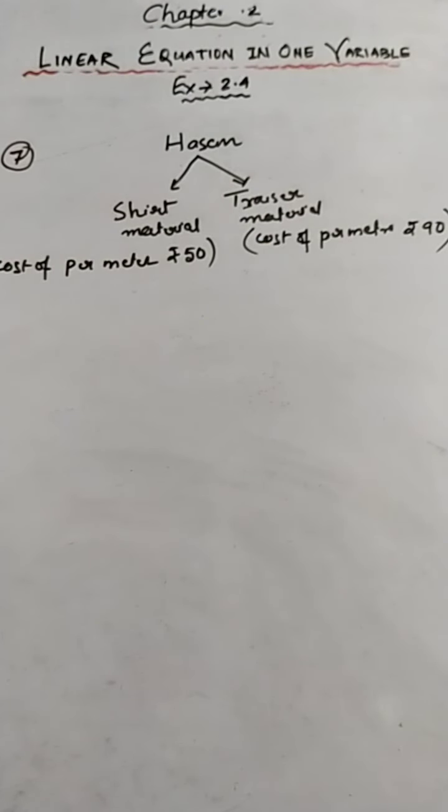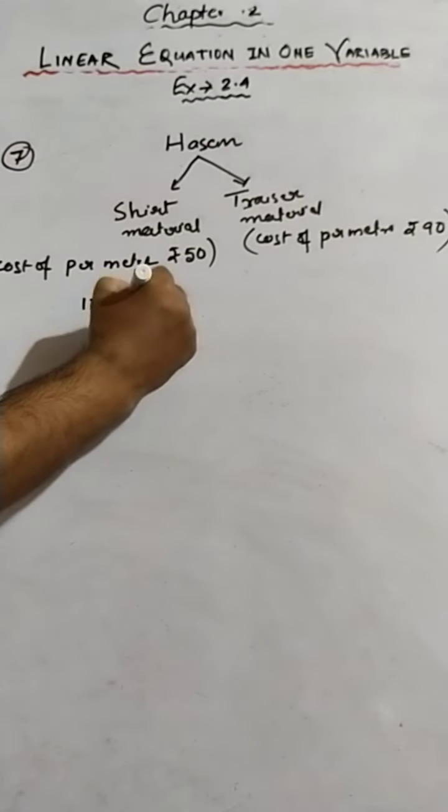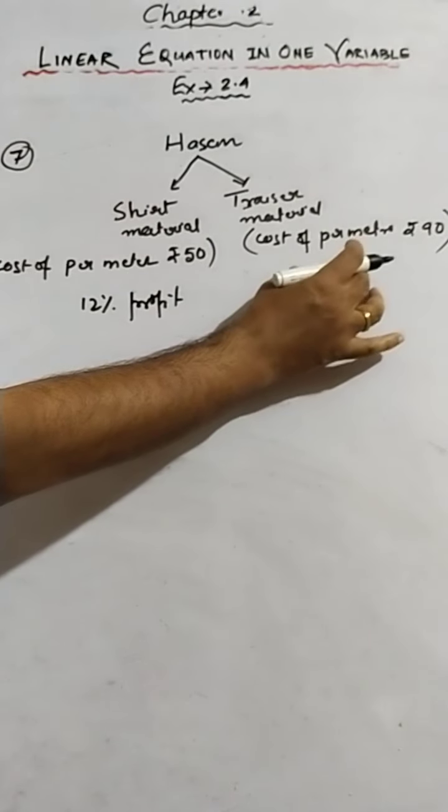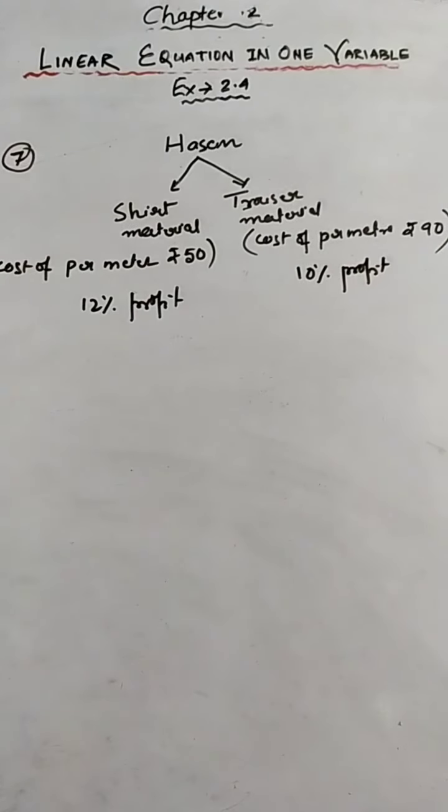Fine. So this is a description that they have given, and one more description is, for every 3 meters of shirt material, he buys 2 meters of trouser material. That is, if Hassan is buying 3 meters of shirt material, then he is also buying 2 meters of trouser material for it. Now when he sells the material at 12% and 10% profit respectively, that means on this he is making 12% profit, and on this trouser material he is making 10% profit.